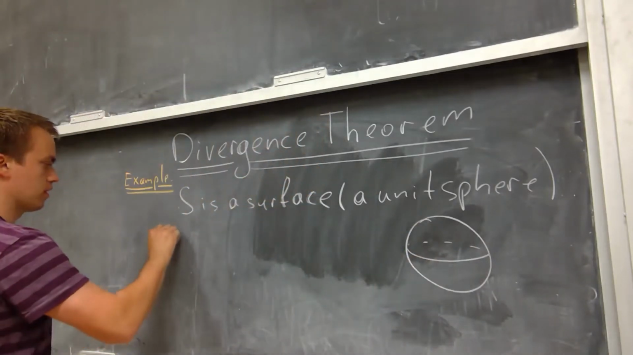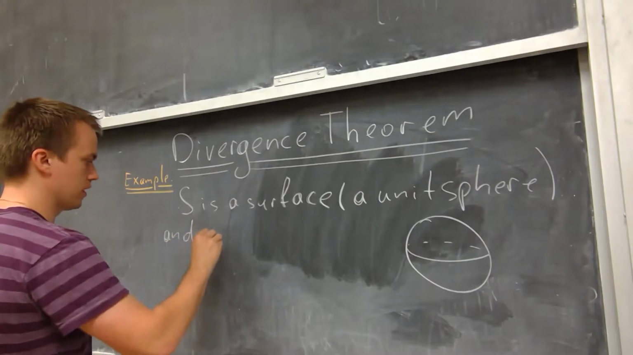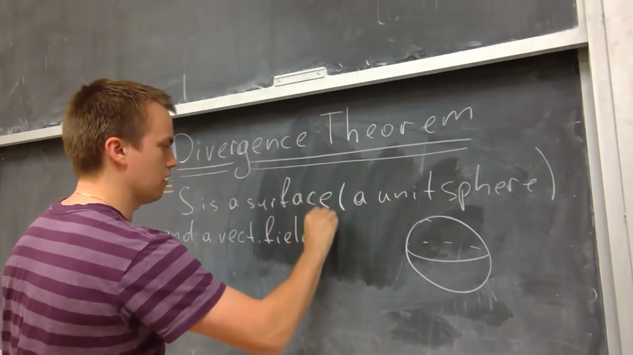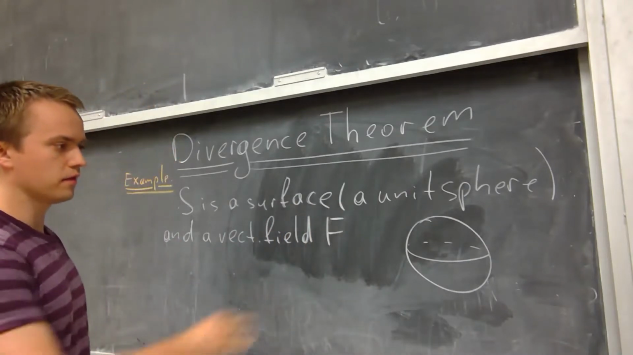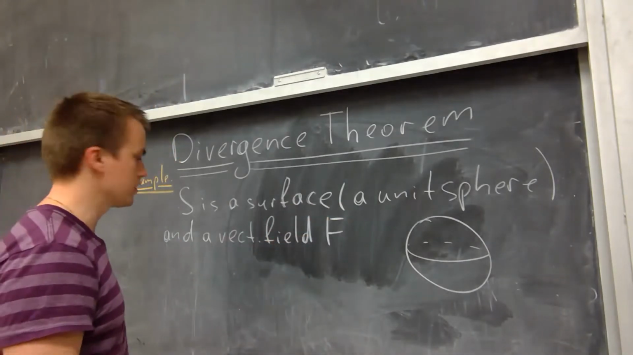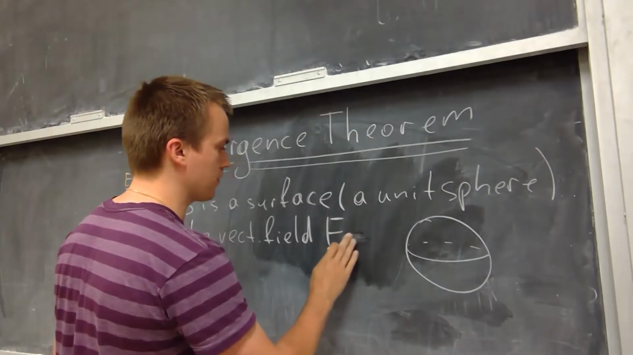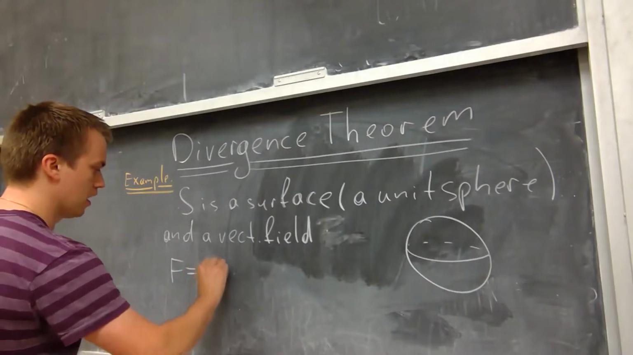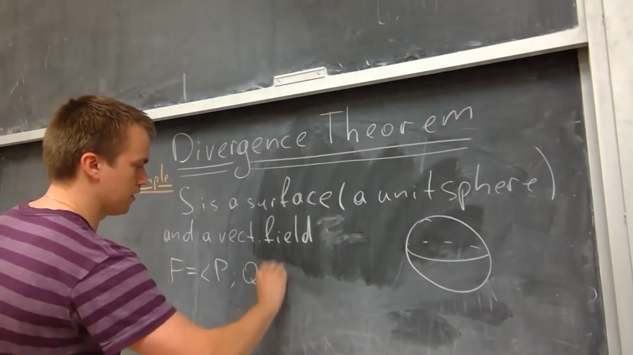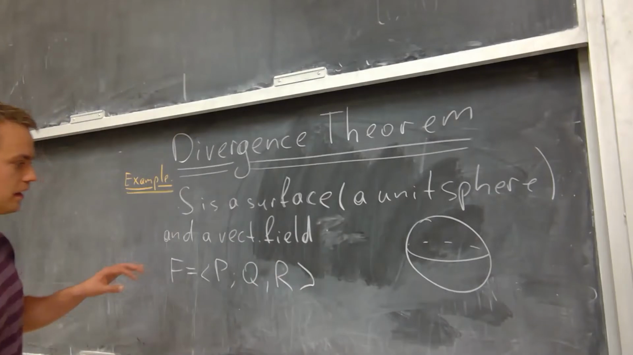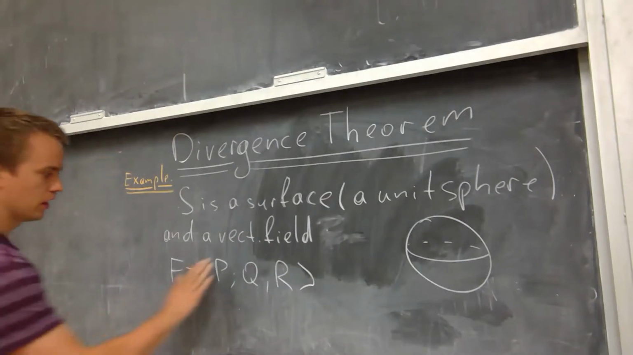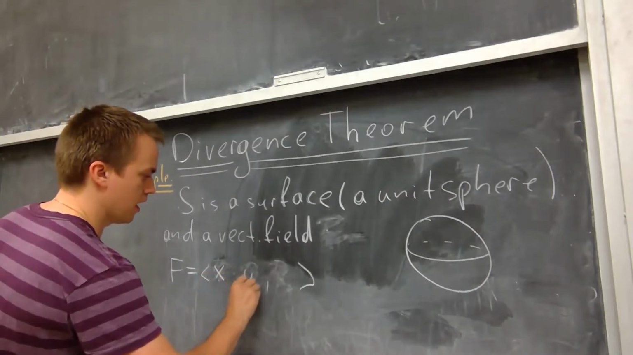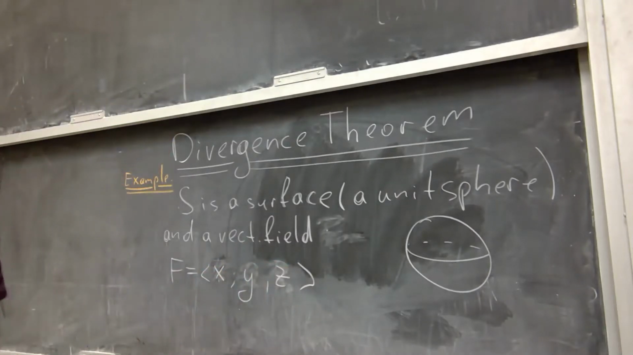We're also given a vector field F. Since we're in 3D, the vector field F consists of three components, P, Q, and R. But again, since we're doing a particular example, my vector field will consist of the components X, Y, and Z.